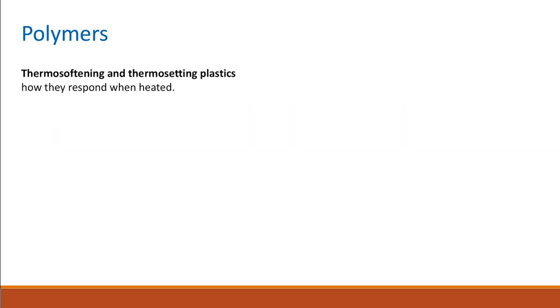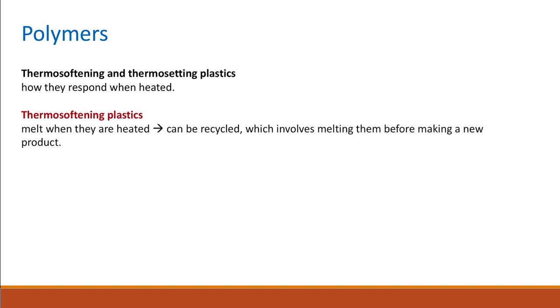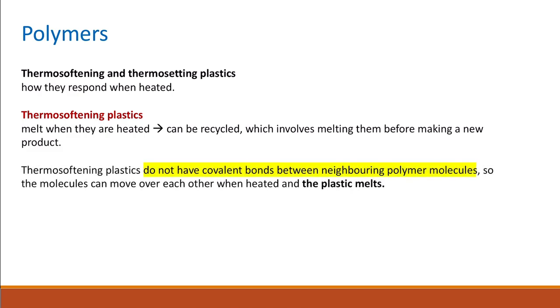In terms of how they respond to heat, we have two different types of polymer. We have the thermo-softening and we have the thermosetting plastics. So thermo-softening plastics, they can melt when they are heated, so they can be recycled, and that involves melting them before making a new product. Thermo-softening plastics do not have covalent bonds between neighboring polymer molecules, so the molecules can then move over each other when they are heated.